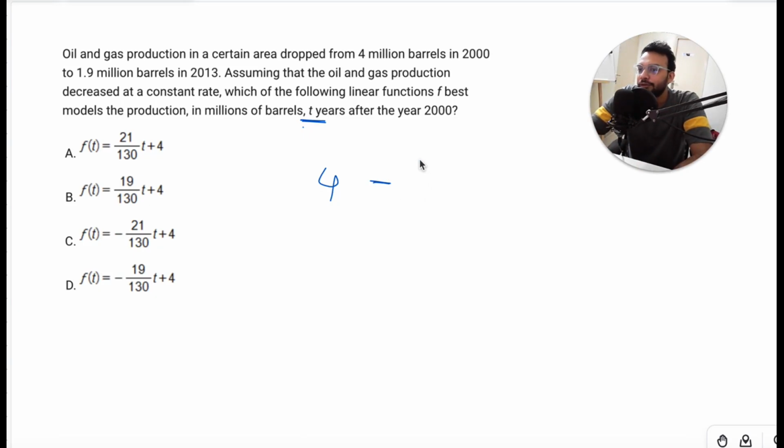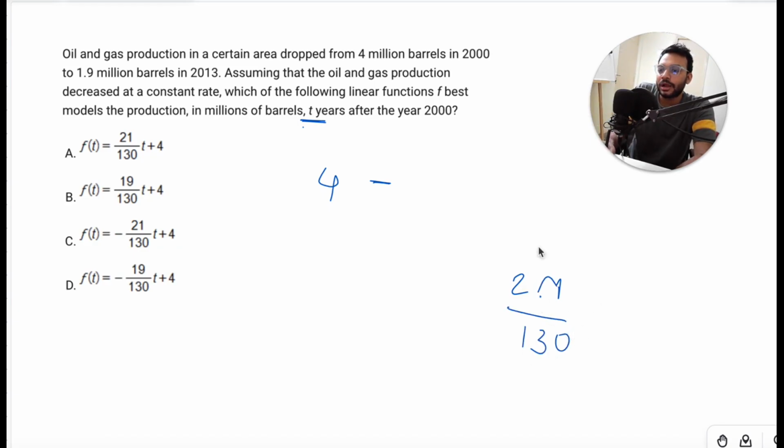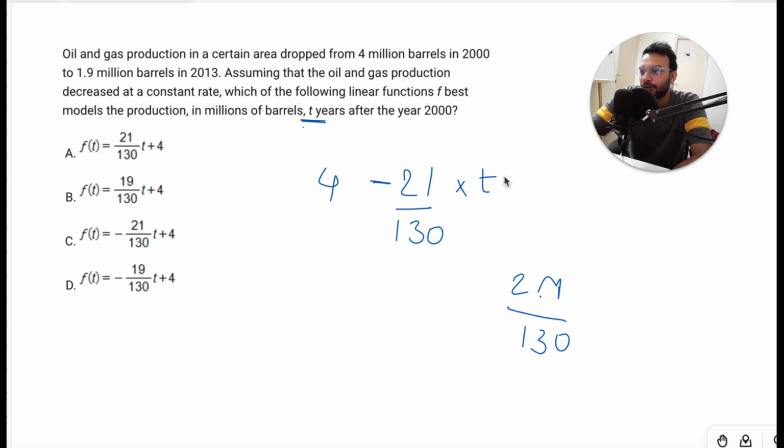How do we find the rate of decrease? We do 4 minus 1.9, which is 2.1. 2.1 million barrels. So the decrease in barrel production is 2.1 million divided by how many years have passed? 13 years have passed. So 21 over 130, this is the slope, and it will be a negative slope. So minus 21 over 130 multiplied by t. So 4 minus 21 over 130 times t. That's option C for you. Yeah, this is the correct one.